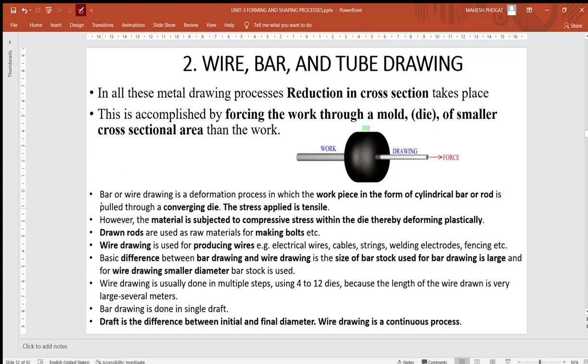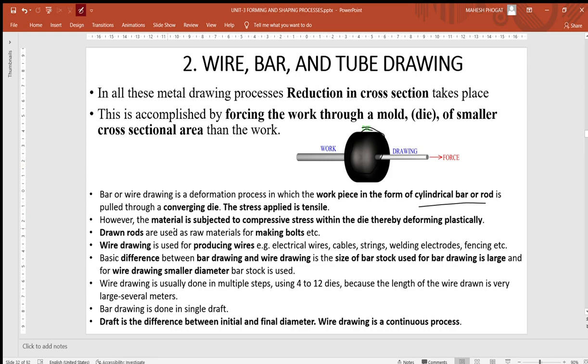So in bar and wire drawing, it is basically a deformation process in which the workpiece is in the form of a cylindrical bar or rod. In the previous method, in the sheet metal drawing process, you use sheet blanks, and that's why it is called a sheet metal drawing process. But here, in bar or wire drawing, you will be using either a cylindrical bar or rod, and it will be passed through a converging die. The stress applied is a tensile stress, and a force will pull your workpiece through that die.